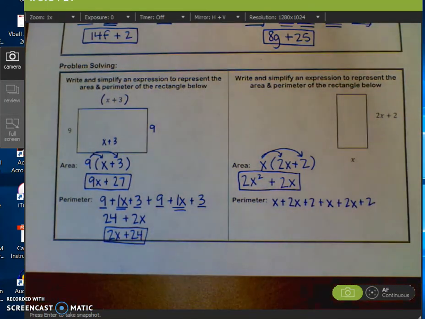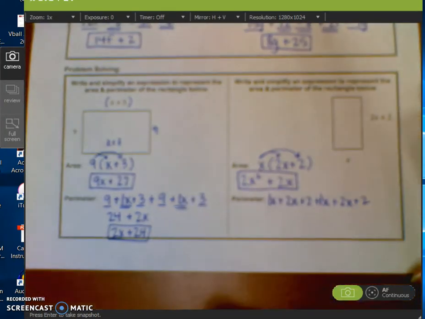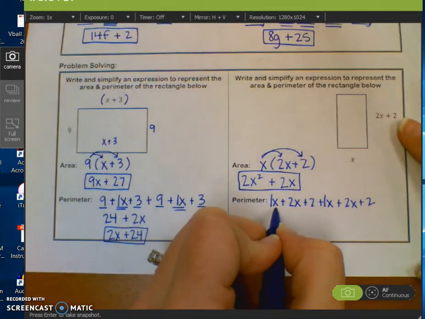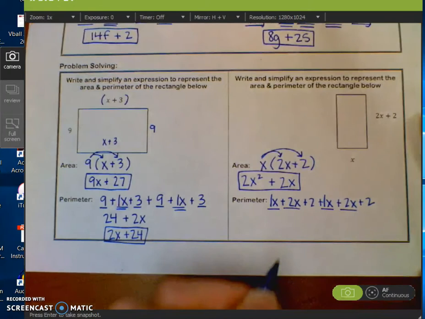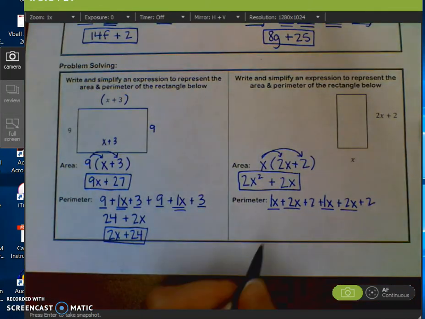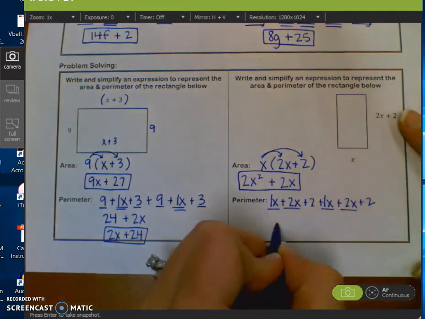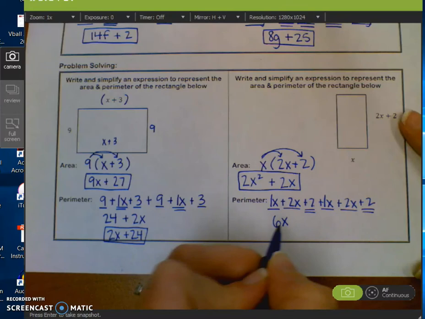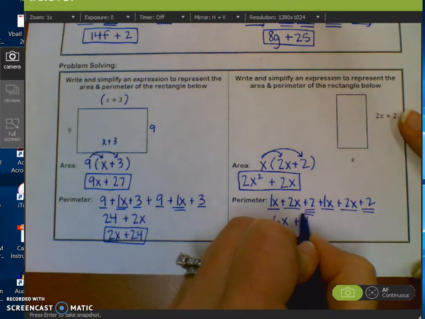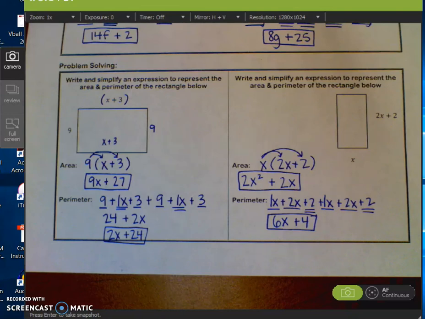And I'm going to be looking for my like terms. Before I do that, I'm actually going to put a 1 in front of my x's so that I remember those are 1x and I don't forget them. 1x, 2x plus 1x plus 2x are my first set of like terms. 1 plus 2 is 3, plus 1 is 4, plus 2 is 6. That's 6x. And then I've got my constants. 2 plus 2 is 4. So my perimeter as a simplified expression can be written as 6x plus 4.